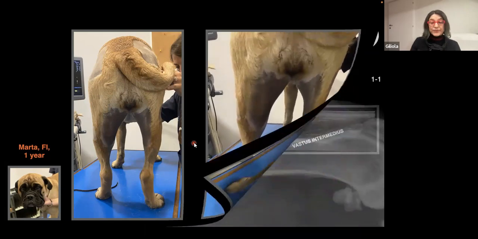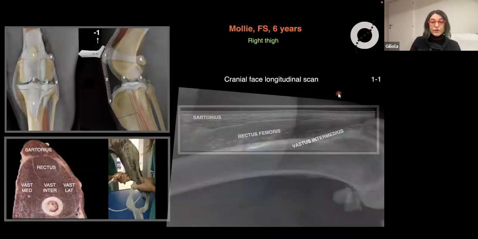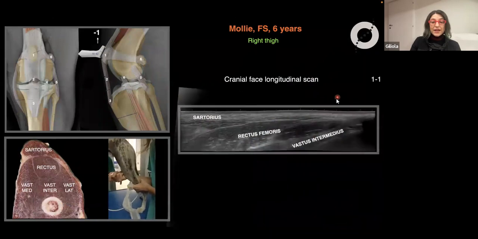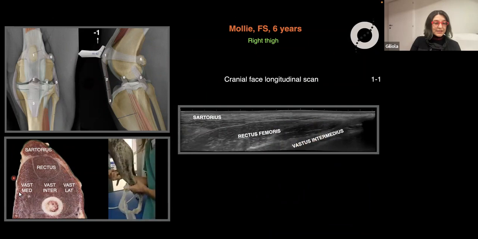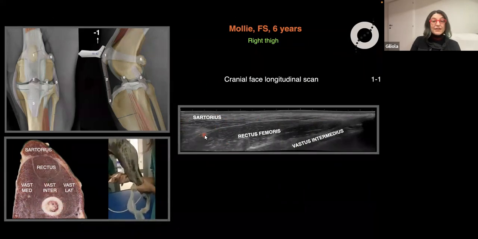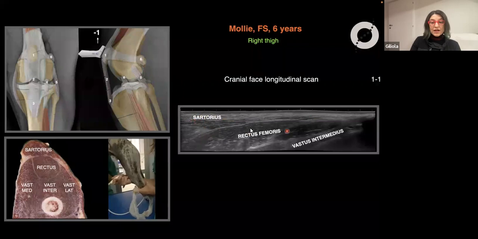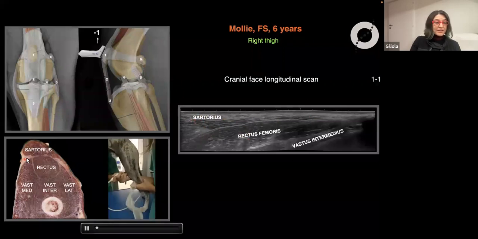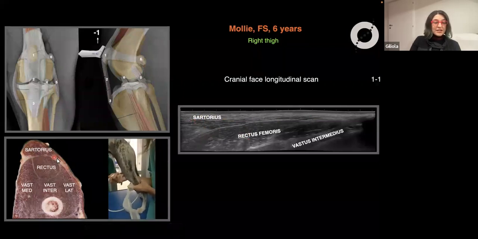Very, very common. We did perform ultrasound of the hind limb. We do have the muscle of the cranial aspect of the thigh. This hyperechoic line here is the fascia between the sartorius and the quadriceps muscle, this one, the fascia. This is a critical point for pain.